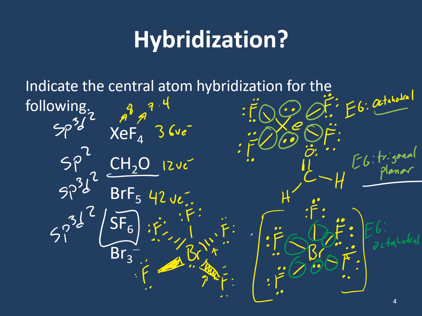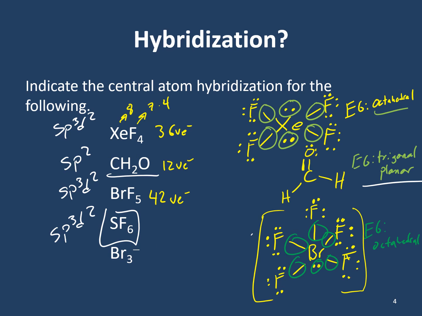All right, let's do Br3 minus, my bad. We got one more. So I'm going to erase this guy just to kind of give me some space for that. So if I count how many valence electrons this has, Br3 is 21 plus one more because of the negative charge. So this guy has 22 valence electrons.